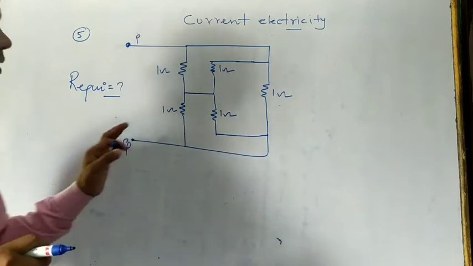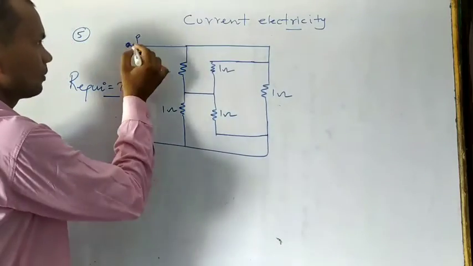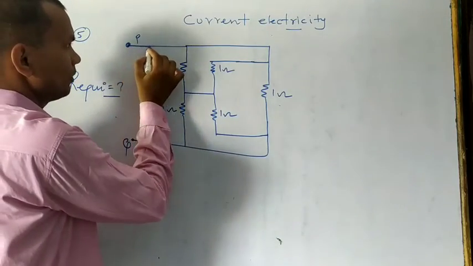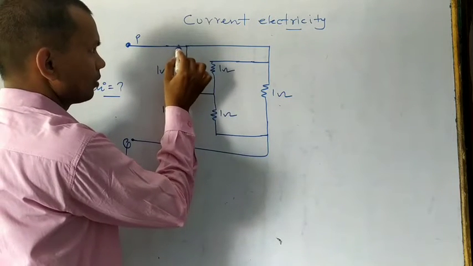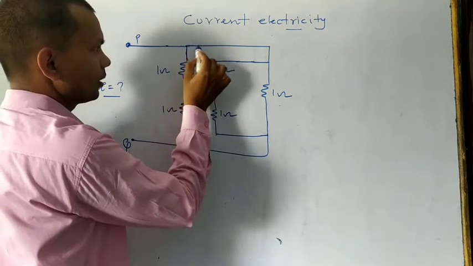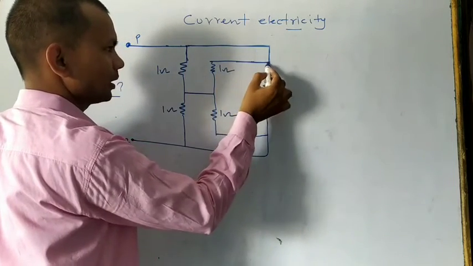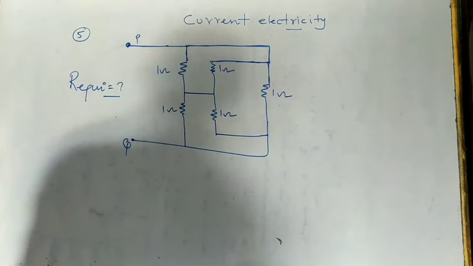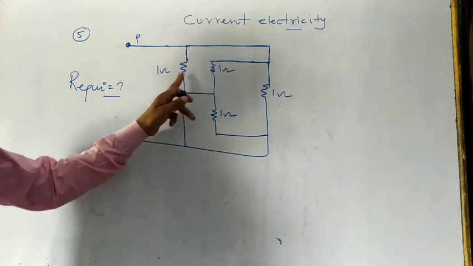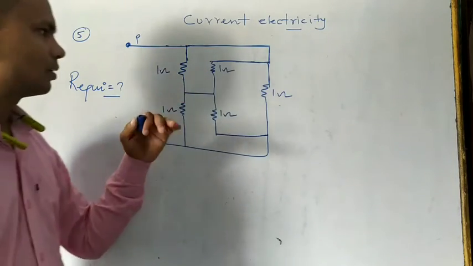Here you have to see, for finding the equivalent resistance of this network, if you start from this end, from P, this is one path, and this is another path, and so on. So this and this resistance are definitely connected in parallel.